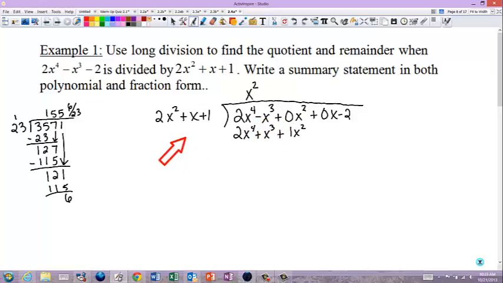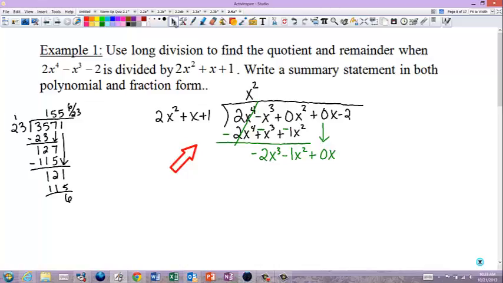This is the tricky part. I'm going to subtract all this, but I'm not just subtracting the first term, I'm subtracting all the terms. So 2x to the fourth minus 2x to the fourth cancels away. Negative x cubed minus x cubed is a negative 2x cubed. 0x squared minus 1x squared gives you negative 1x squared. And then I drop my next term, plus 0x.